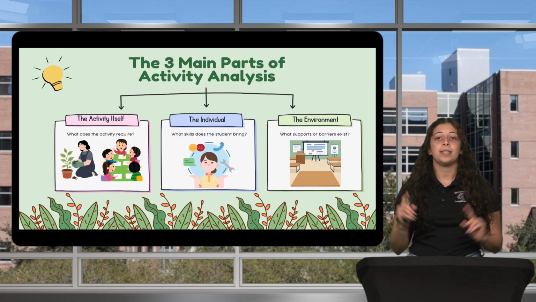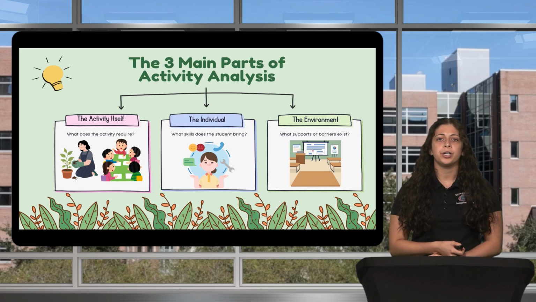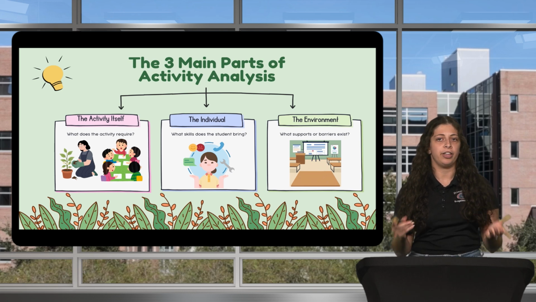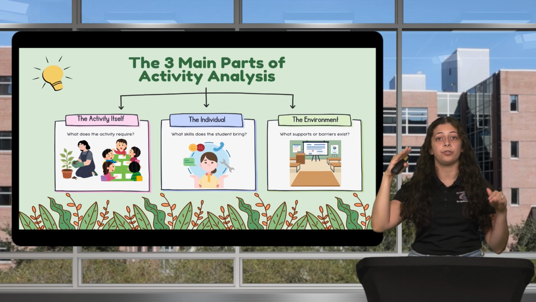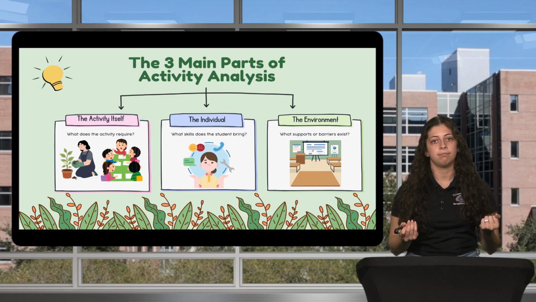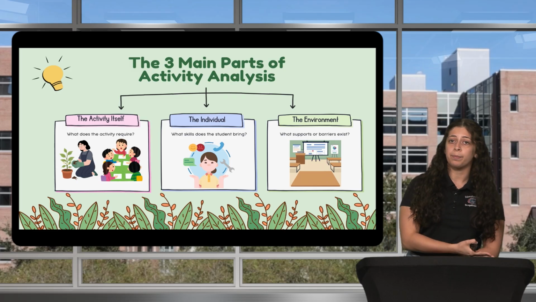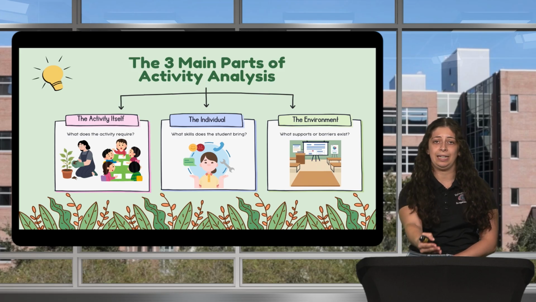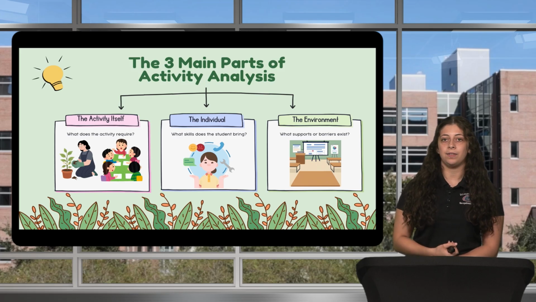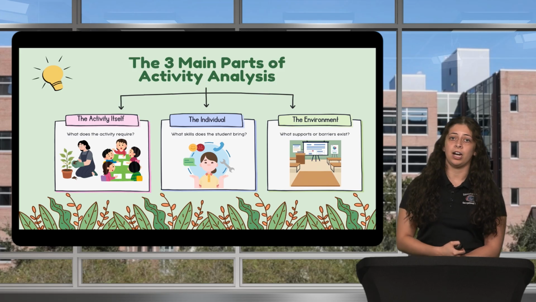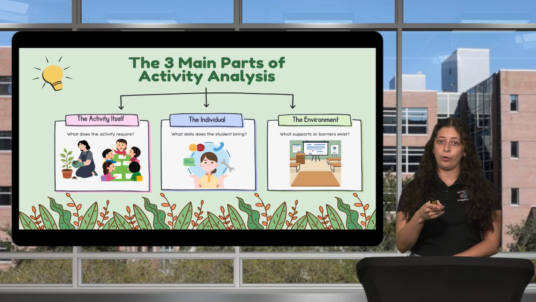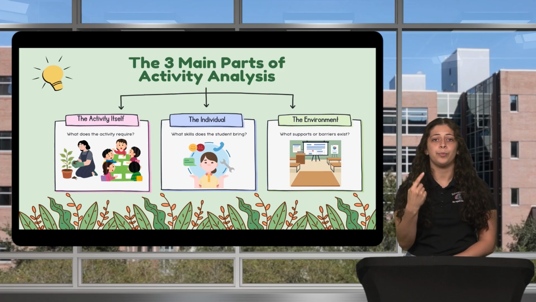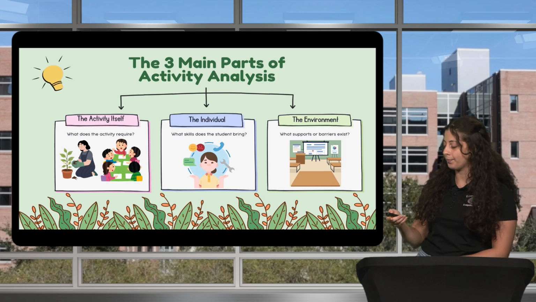Finally, examine the environment. What supports or barriers exist? Consider the physical setting, available materials, noise levels, and people involved. An environment can either support participation or create additional challenges depending on the youth's needs. By looking at the activity, the individual, and the environment, volunteers like you can identify barriers and make thoughtful adjustments that help youth participate.